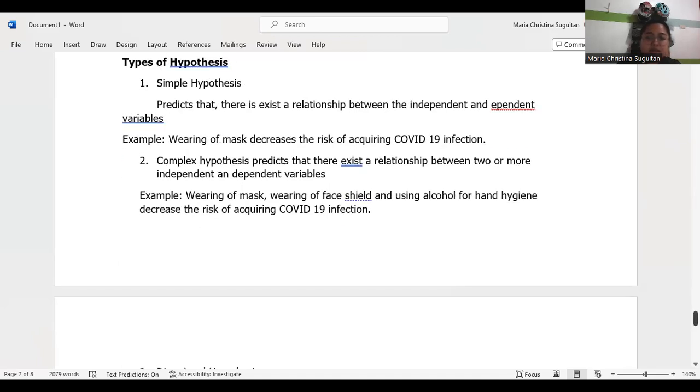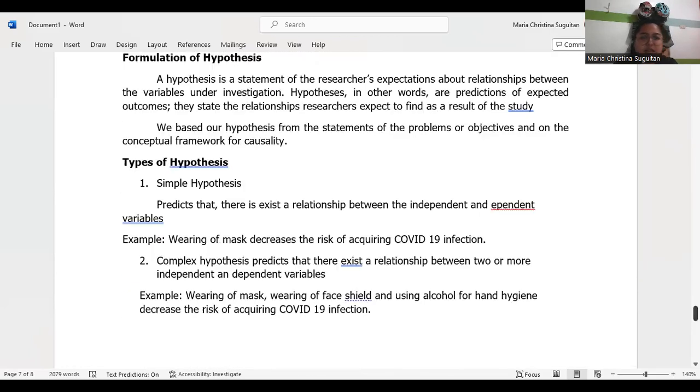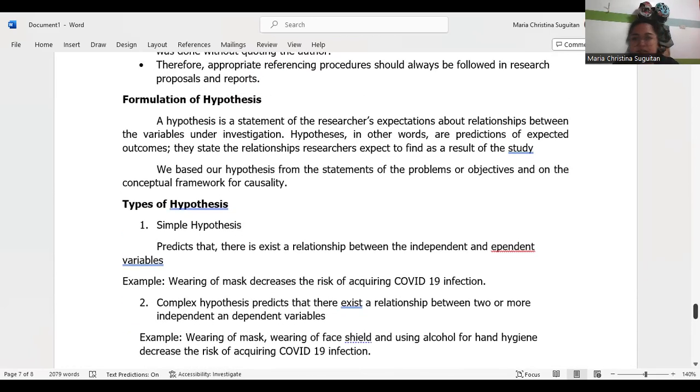Then next, we have hypothesis. Ano ba yung hypothesis na yan? Naririnig nyo na yun, di ba? Nagawa nyo na ngayon sa first thesis nyo nung high school. So, a hypothesis is a statement of the researcher's expectations. Para lang siyang assumption. Pero, you have to look for the expectation about relationships between the variables under investigation. So, hypotheses in other words are predictions, okay, of an expected outcome.